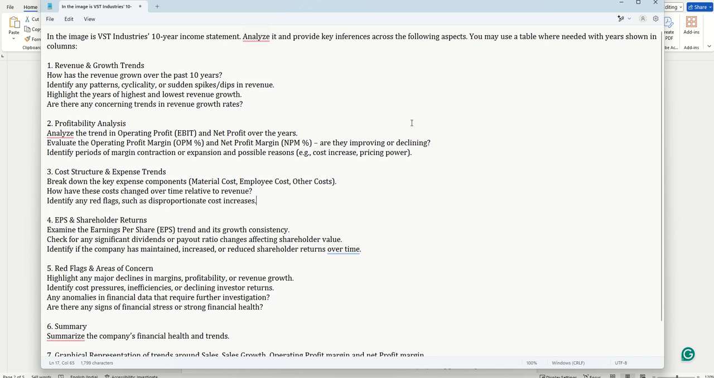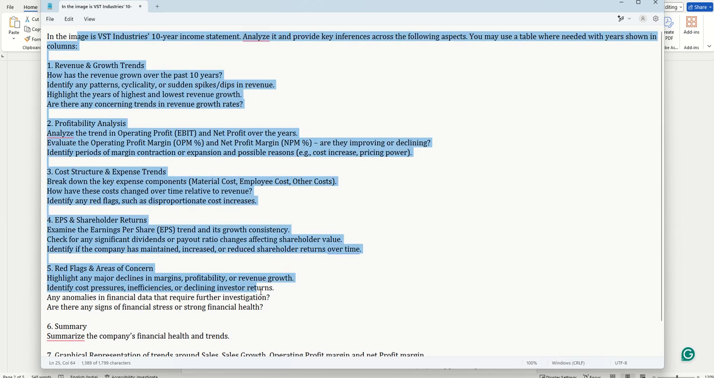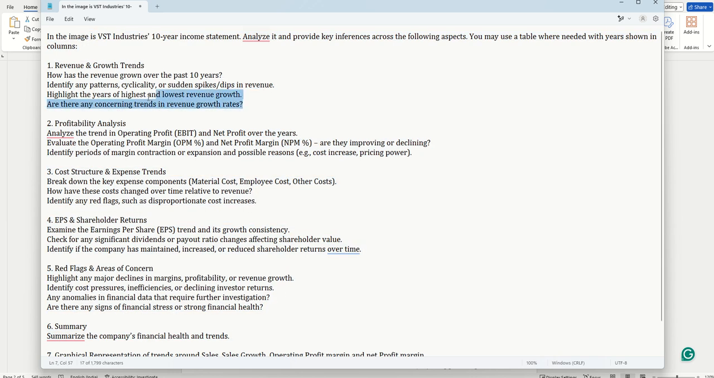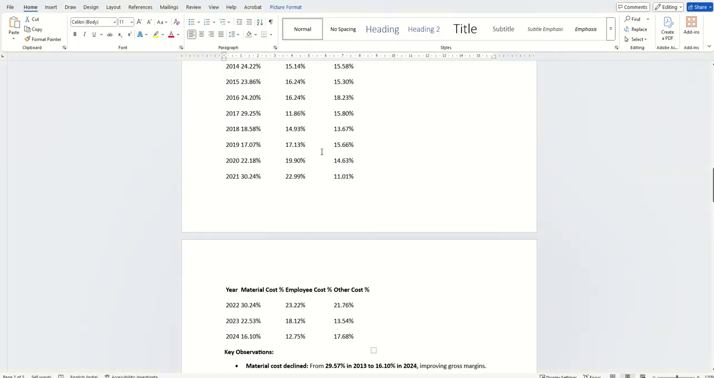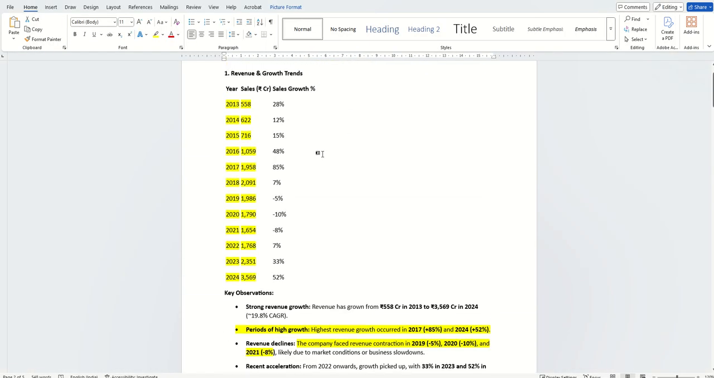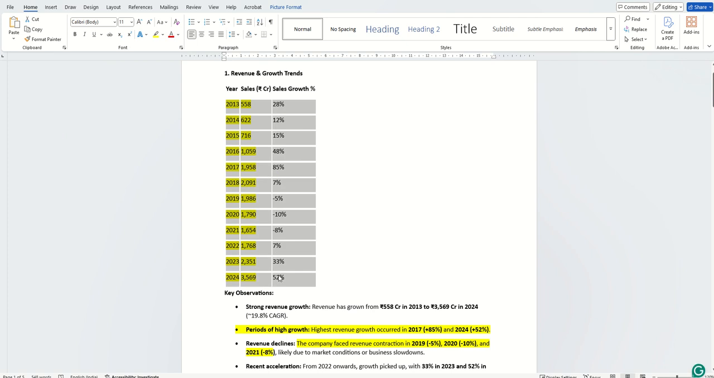So far we did the 10 years financial statement using these prompts. Now what I'm going to do slightly different is, instead of dumping the entire prompt, I'm going to give it section by section. Let me do it now. I will remove this, because you may use a table wherever. I don't want the table again, because anyway I have in the image the 10 years financial numbers.